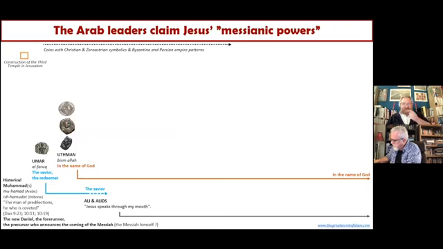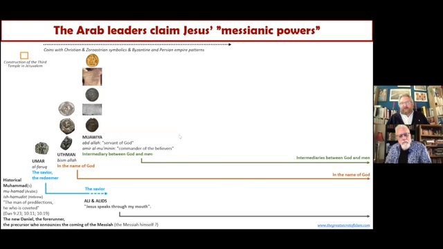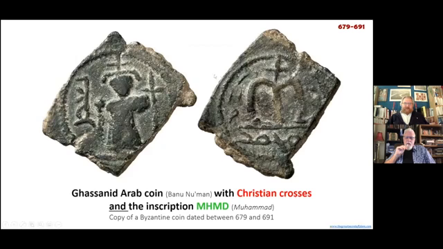So on the graph, if we put Muawiyah here, we see that Muawiyah kept on ruling in the name of God, but he pretended to be an intermediary between God and man. And so we see here that the Arab rulers kind of added new layers of justification to their powers, and they become more and more like the Messiah himself. They rule in the name of God, and they are intermediaries between God and man. So let's see this very interesting coin.